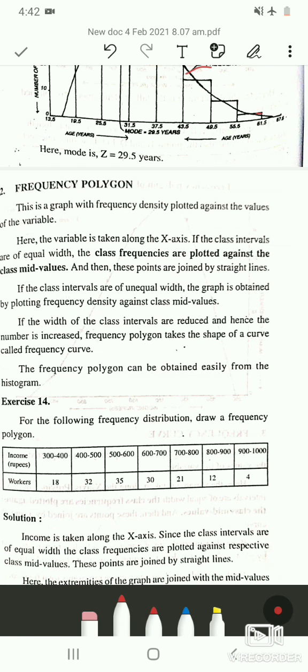The frequency polygon can be obtained easily from a histogram. We have seen how a frequency polygon can be plotted from a histogram. And if the class intervals are of equal width, then frequencies are plotted against the class mid values. So this is important. So class mid values have to be found. For those values we have to plot class frequencies if they are of equal width. If they are of unequal width, then frequency densities are plotted against the class mid values. So let us see an example.